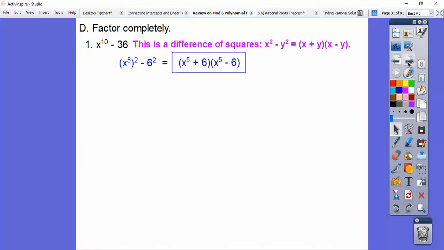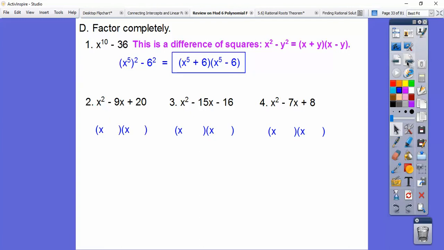Okay, so there we go. There's our answer. Okay, number 2, 3, and 4. These are all trinomials that begin with x squared. So think a bi times a bi, binomial times binomial, and you put x's at the beginning of them. So all of those should be like that.